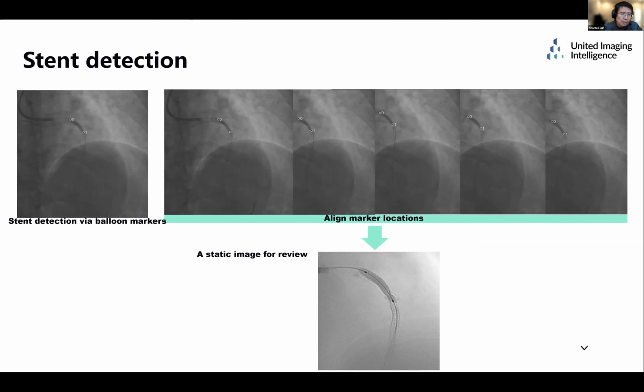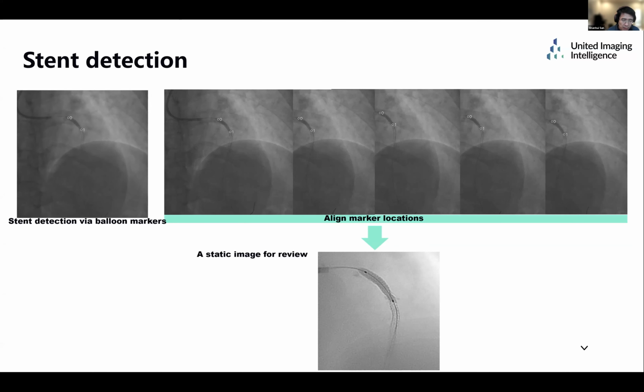What we do, actually, we know there are key points. The surgeon deployed inside the stent. There are two small key points. We call them the blue markers.